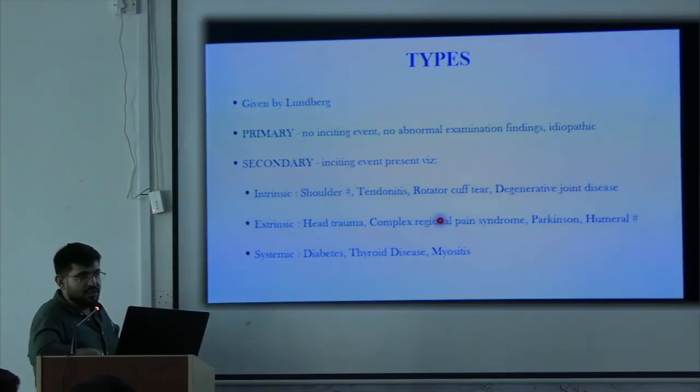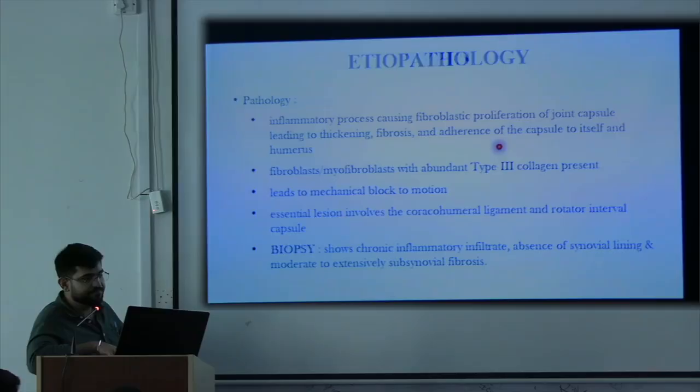First is intrinsic, which is happening inside the shoulder joint itself, like a shoulder fracture or tendinitis or rotator cuff tear or degenerative joint disease. Extrinsic, which is outside the shoulder joint itself, like head trauma or complex regional pain syndrome (CRPS) or Parkinson's disease or humeral fractures other than the proximal humerus. Then because of some systemic cause, like diabetes, thyroid disease, myositis. In diabetic patients, we commonly see this condition, frozen shoulder.